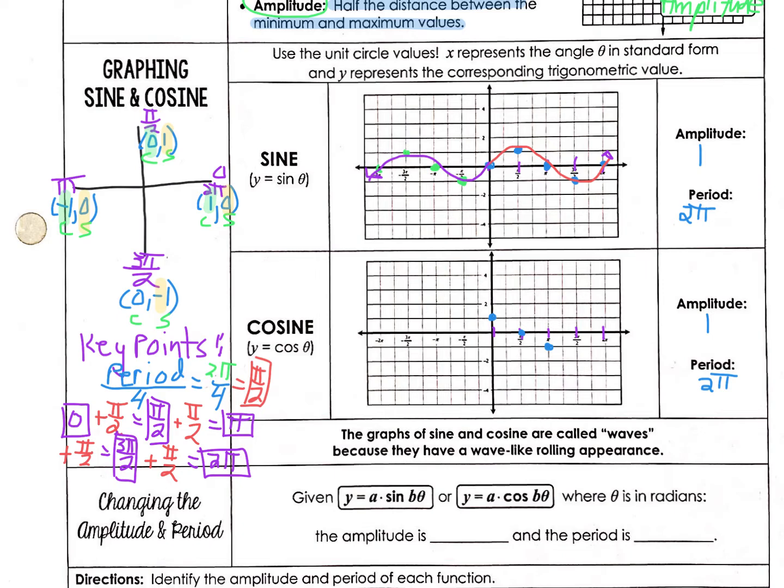Then we're going to look at 3 pi over 2. Over here at 3 pi over 2, cosine is 0, so we're going to plot a point at 0 at 3 pi over 2. And finally, our last key point is at 2 pi. And so at 2 pi, we're back again up at 1.